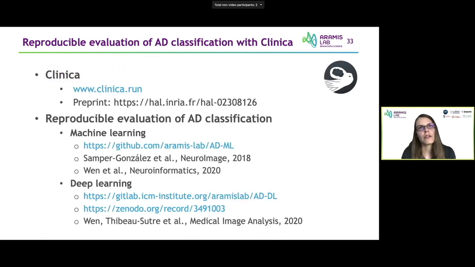So here are references for the ADML and ADDL frameworks that we developed for the reproducible evaluation of Alzheimer's disease classification experiments. They rely on the Clinica software platform. The framework comprises tools to automatically convert publicly available datasets into the BIDS standard, and a modular set of image preprocessing pipelines, classification algorithms, and evaluation procedures dedicated to both machine learning and deep learning.